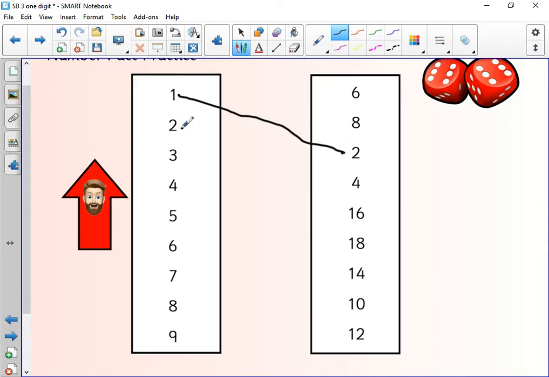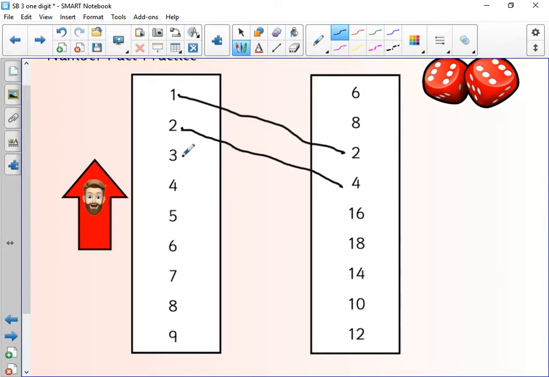Right, let's start with 2 now. Let's find the double of 2. Are you ready? I'm going to start here. Can you see my pen? Shout stop when I get to double 2. Well done. Double 2 is 4. 2 add 2 equals 4.